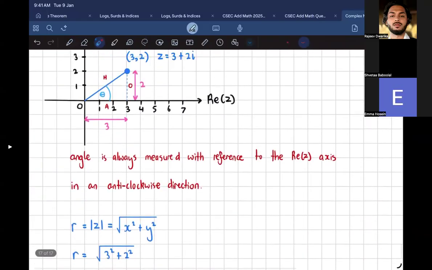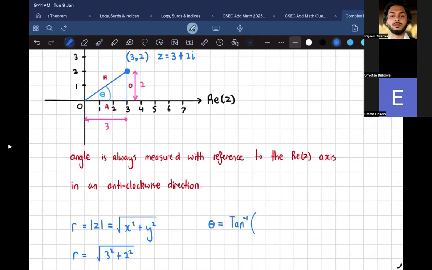If I want to find the angle, look at the two sides I have. I have O and A here. So which trig ratio should I use? Tan. I should use tan, right? Emma, you agree? So if I wanted to find that angle, theta would be given by what? Tan inverse of two over three.